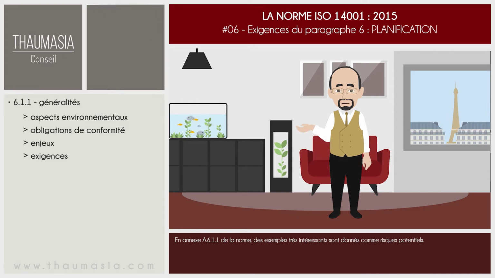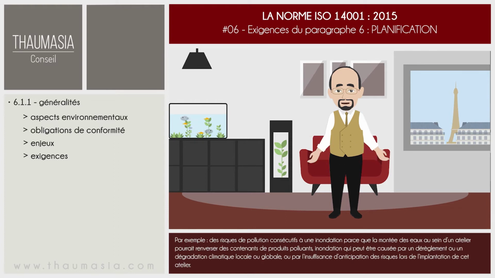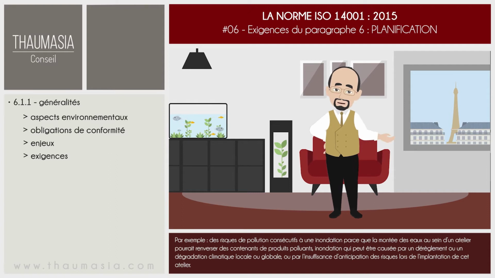In Appendix A.6.1.1 of the standard, very interesting examples are given as potential risks. For example, risks of pollution following a flood because rising water levels in a workshop could overturn containers of polluting products, a flood that could be caused by local or global climatic destruction or degradation, or by an insufficient risk anticipation when implementing the workshop.